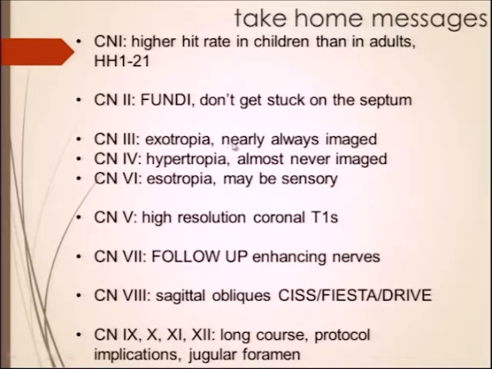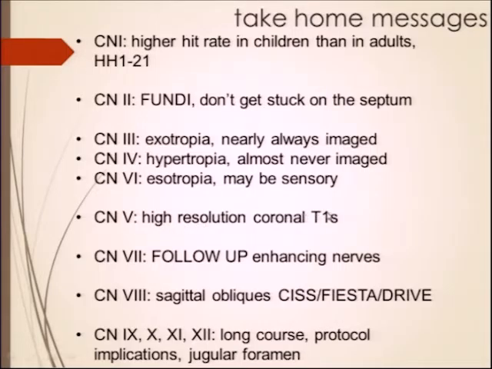We almost always will image patients with suspected cranial nerve 3 palsies because of the high incidence of congenital lesions. We almost never image patients with cranial nerve 4 palsies. And remember that for cranial nerve 6, it may be helpful sometimes to image along the optic pathway to pick up those cases of sensory esotropia.